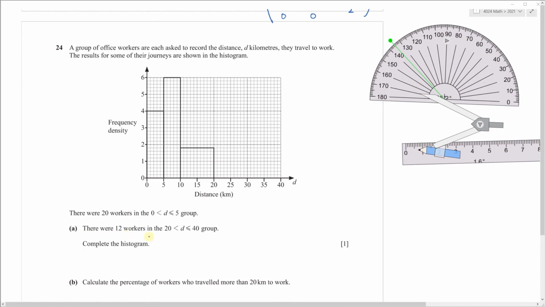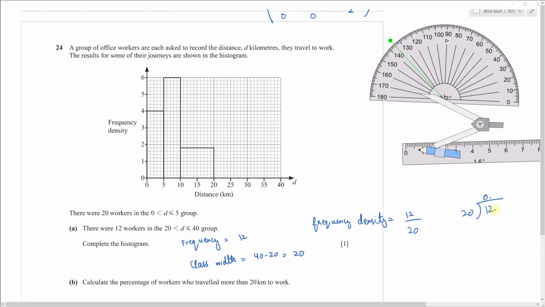And then there were 12 workers in the group which is 20 to 40. Complete the histogram. So you're given the frequency is 12 and your class width is 40 minus 20, which is 20. So now you have to find the frequency density to complete the histogram. Frequency density will be equal to your frequency, which is 12 workers, divided by class width, which is 20. So 12 divided by 20.